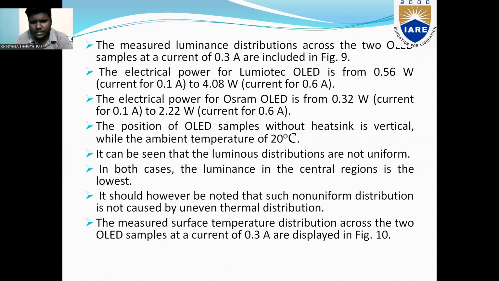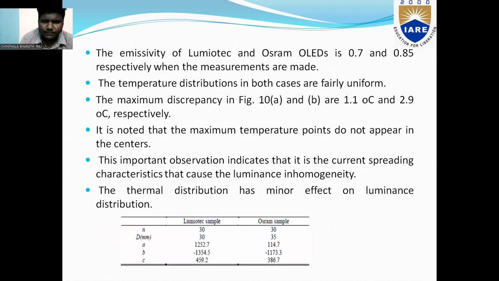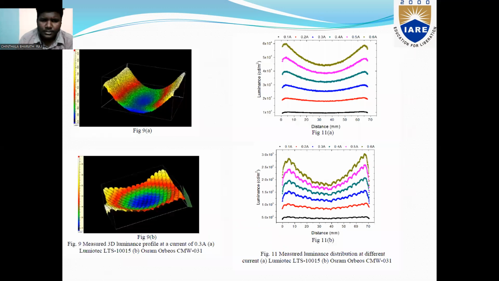The measured surface temperature distributions across the two OLED samples at a current of 0.3 ampere are displayed in figure 10. The thermal distribution has minor effects on luminance distribution once stable. The maximum differences in figures 10A and 10B are 1.1 degrees Celsius and 2.9 degrees Celsius respectively. It is noted the maximum temperature point does not appear in the center. This important observation indicates that the current spreading characteristic causes the inhomogeneity. We can observe figure 9a and figure 9b, level A and level B.